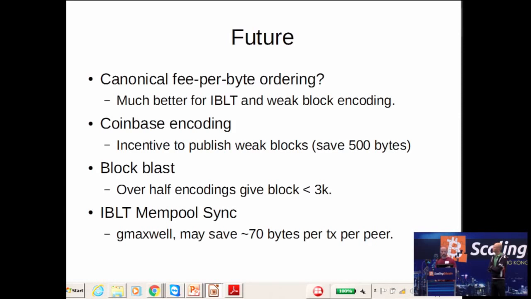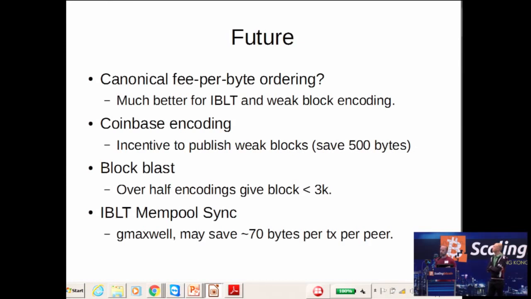So we can do much better if we reduce to canonical ordering. And in fact, blocks are now coming out very close to canonical order with version 4 blocks. We can do some Coinbase encoding, where we actually send the Coinbase in weak blocks and we encode against previous Coinbases, because the average Coinbase is about 580 bytes. That's the mean. So we can save some extra things there.